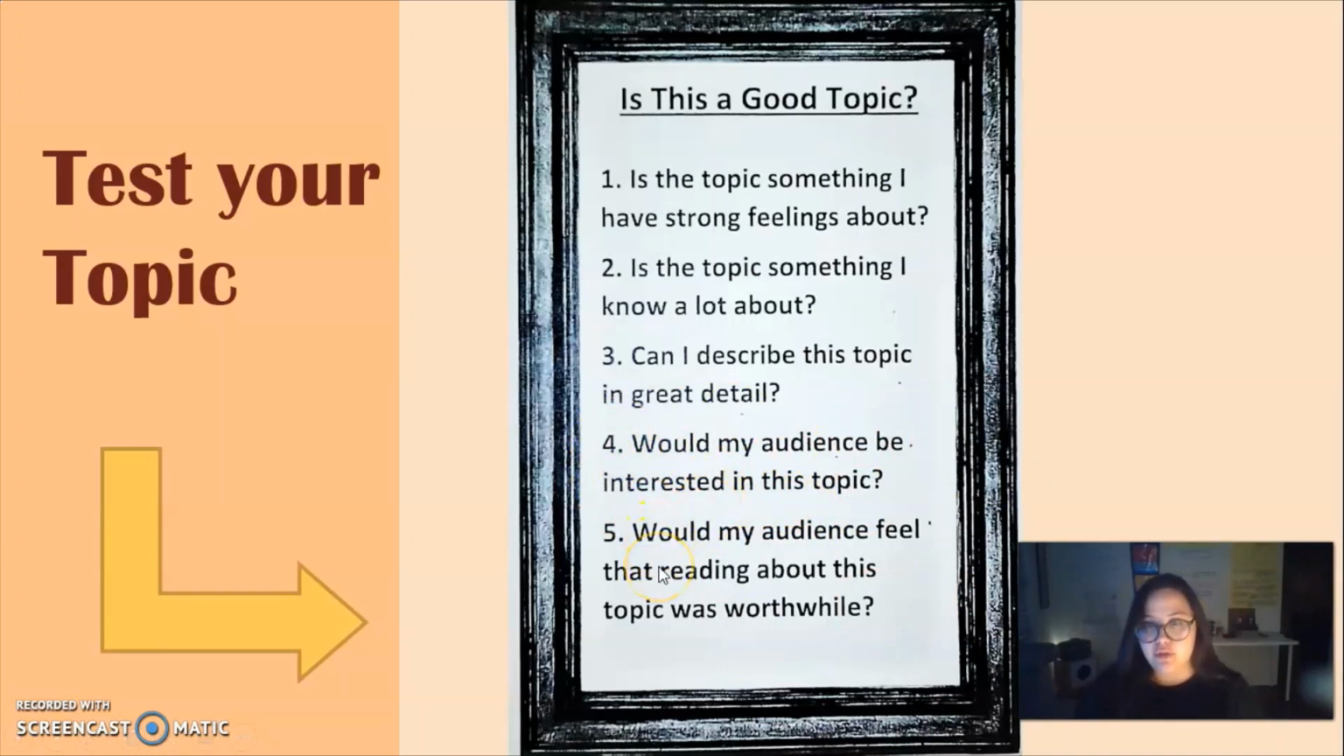And number 5, would my audience feel that reading about this topic was worthwhile? One way that you can make the audience feel that reading your essay was worthwhile is by teaching them something new or informing them of something new, like what I mentioned happened earlier with the student. So if you are able to inform the reader, if you are able to give a really awesome example with lots of details or sensory details, then I think number 5 would definitely be a yes.